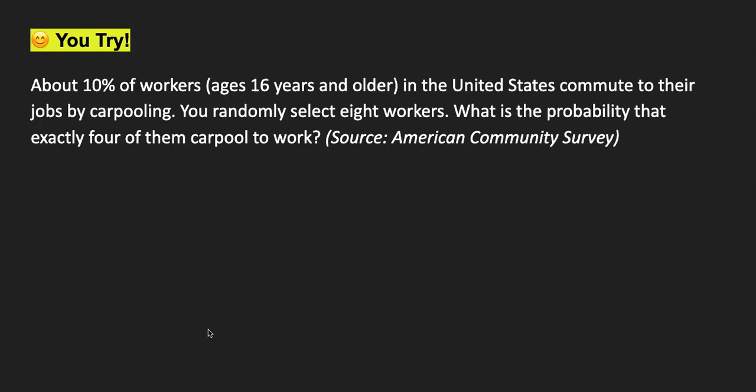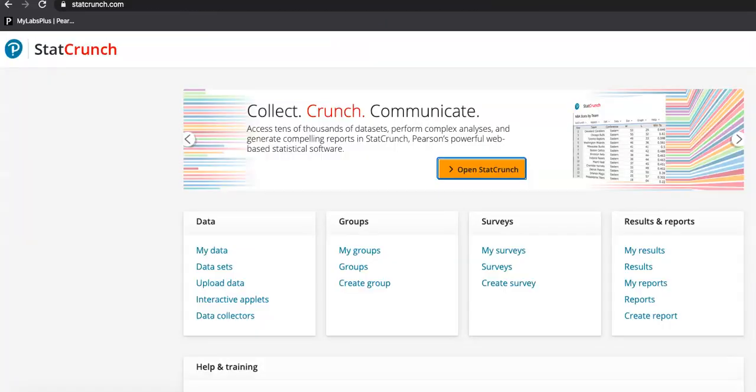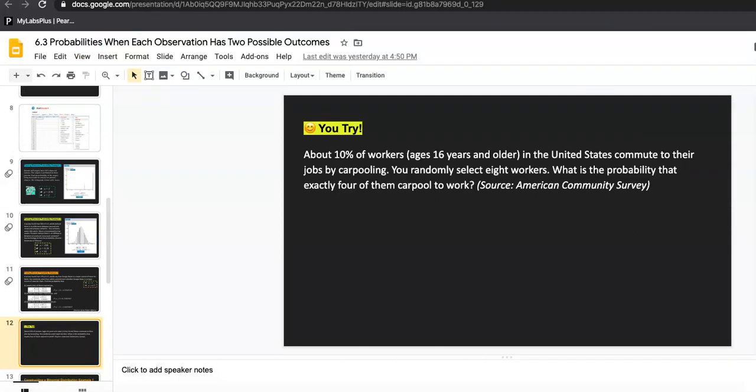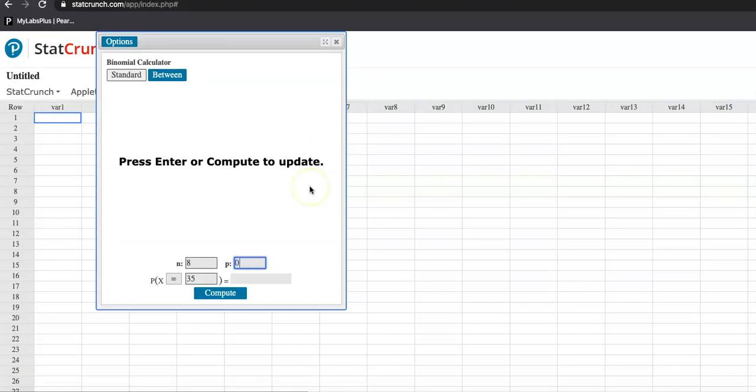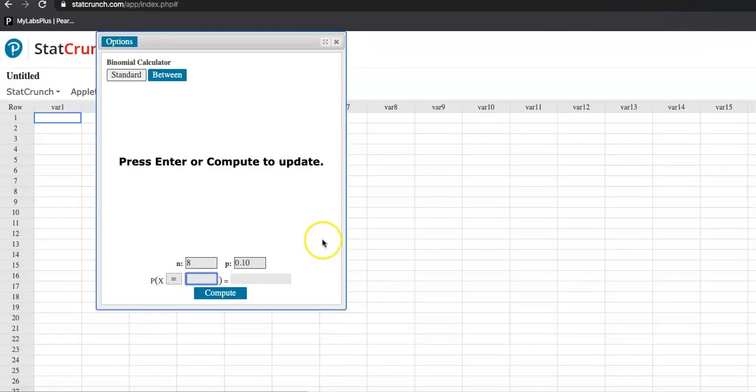All right, I assume that you stopped the video and you tried this on your own. Now, let's go ahead and go over this together. Now, what did you enter? You entered in StatCrunch that N is exactly 8, right? N is 8 because we randomly selected 8 workers, and P was what? P was 10%, so you enter 0.10 for P. And for X value, what was it? Exactly 4 of them carpooling to work, so you want the X to be 4.